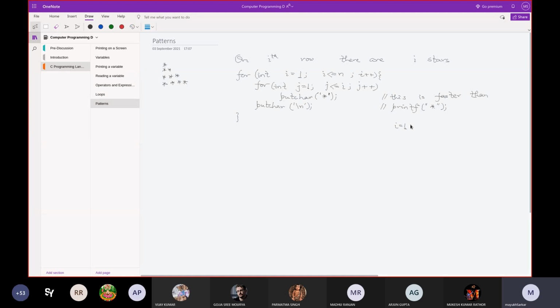Some of you are asking something. Can putchar print a string? No, putchar cannot print a string. Putchar will print only a character. Putchar as a parameter takes only a character. But we'll check that out.